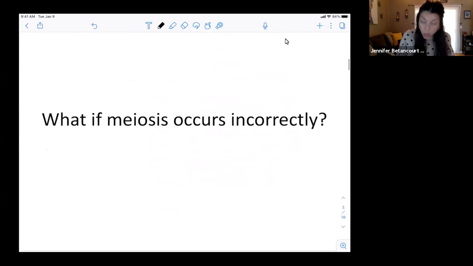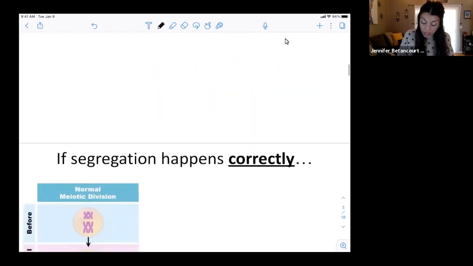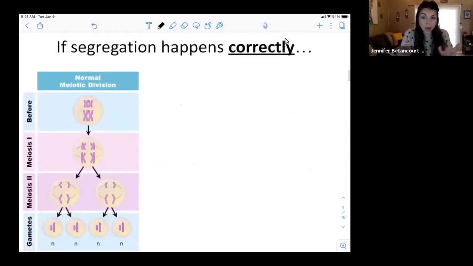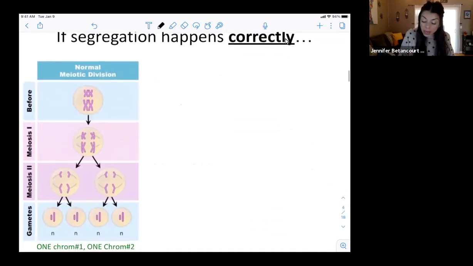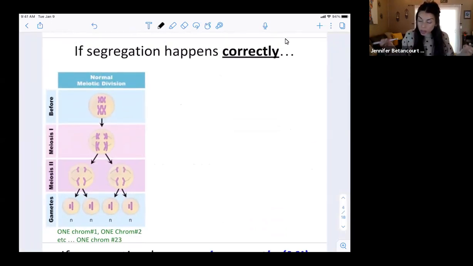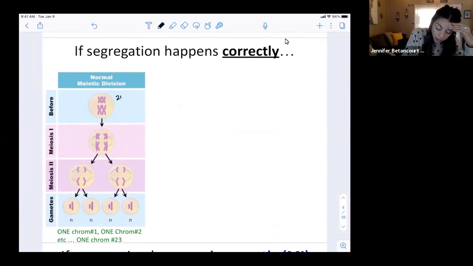Okay, so what if meiosis occurs incorrectly? A quick recap because we just did this. If segregation, meaning the pulling of chromosomes, happens correctly, this is what it should look like. So here's your germ cell, so it's a 2N germ cell. Looks like a 2N equals 4 germ cell.